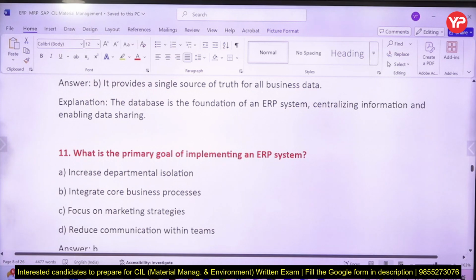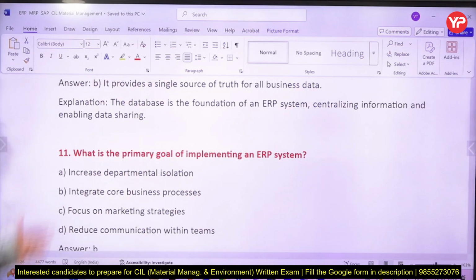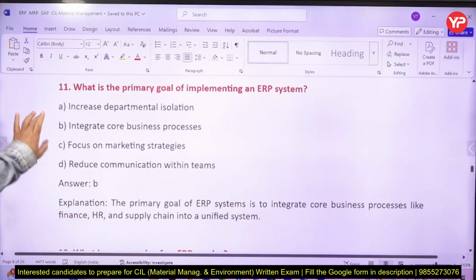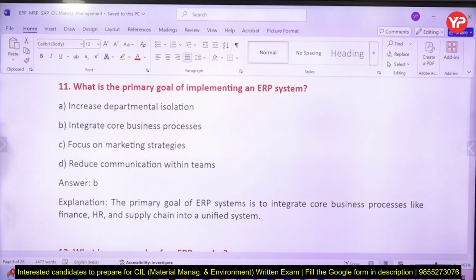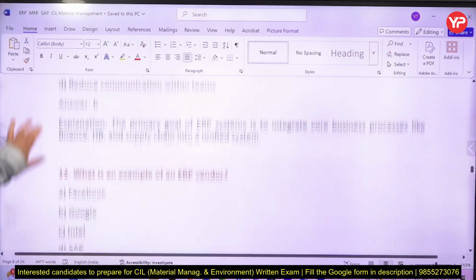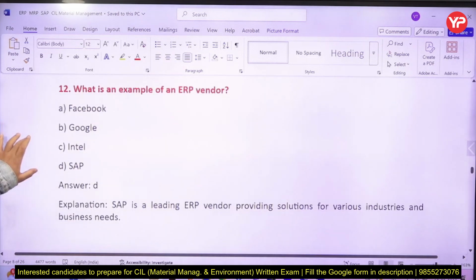What is the primary objective of implementing ERP? Integrate core business processes. Which processes? Finance, HR, supply chain, all into a unified system.